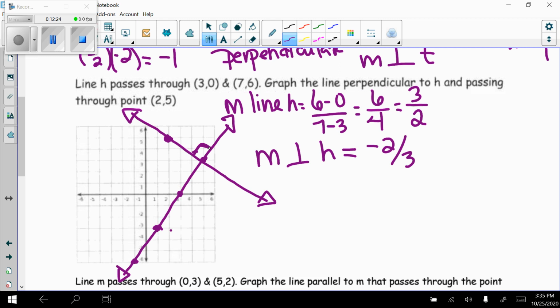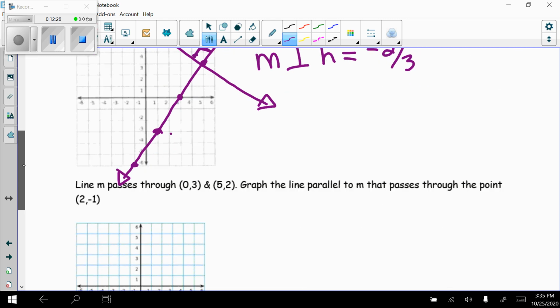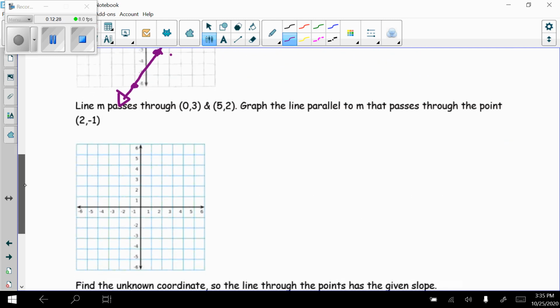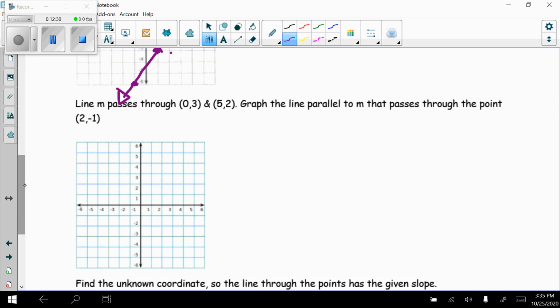Let's do another graphing example. So our next one says line M passes through the points (0, 3) and (5, 2). Graph the line parallel to M that passes through the point (2, -1). Again, the first thing I want to do is find the slope of line M that they give me the 2 points for. Again, using the exact same formula we've been using all along.